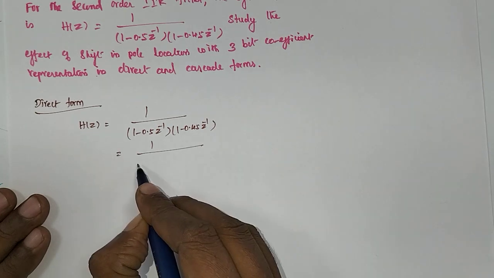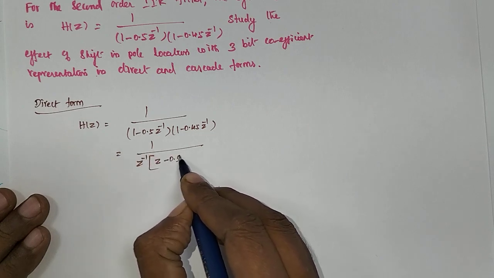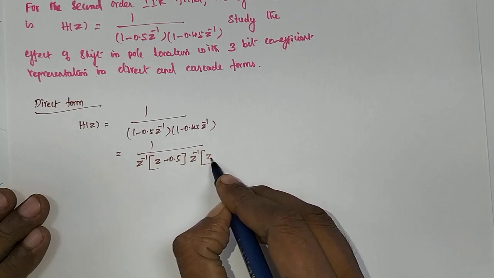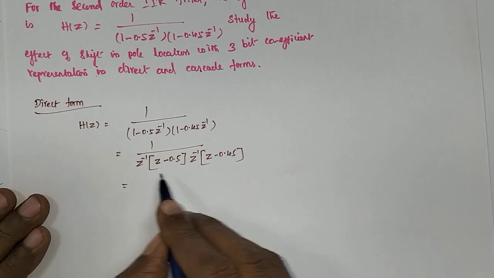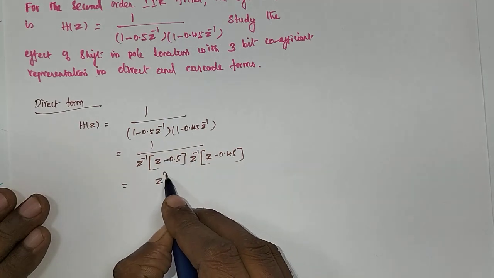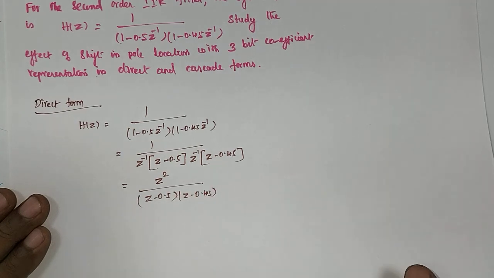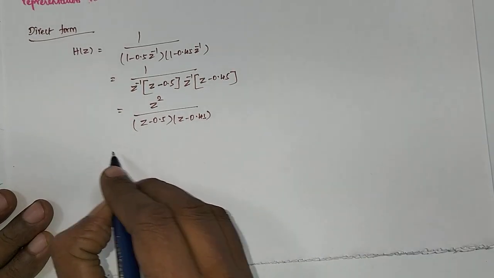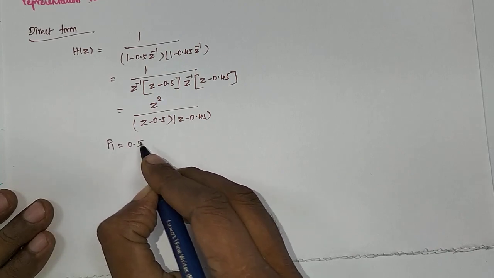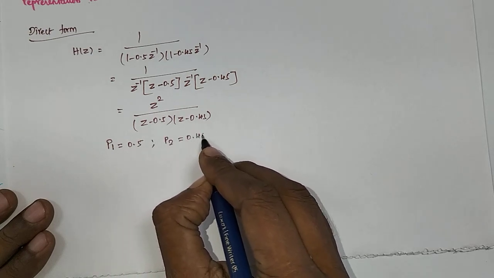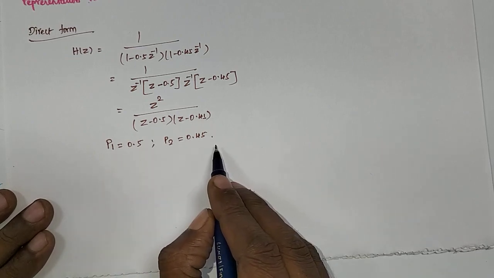I am taking z inverse common outside, so that it is 1 by z inverse (z minus 0.5), again z inverse (z minus 0.45). So z power minus 1 into z power minus 1 is z power minus 2. When it goes to the numerator, it is z square divided by (z minus 0.5) into (z minus 0.45). So before the quantization process, my poles are P1 equal to 0.5 and P2 equal to 0.45.